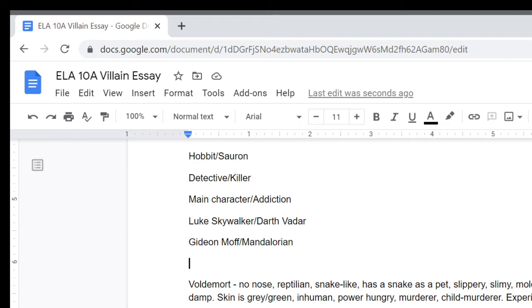He's very inhuman. He's power-hungry. He's a murderer and a child murderer. He's experienced at it, was the other thing. And he'd actually split his soul. So I would say he's soulless, but he had a split soul, a damaged soul for sure. So that's a little bit extra.